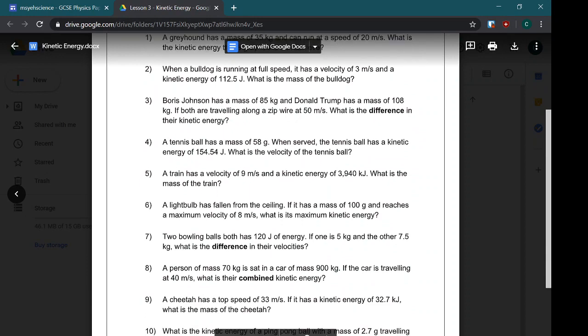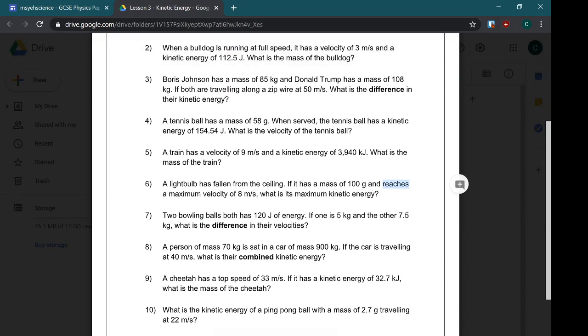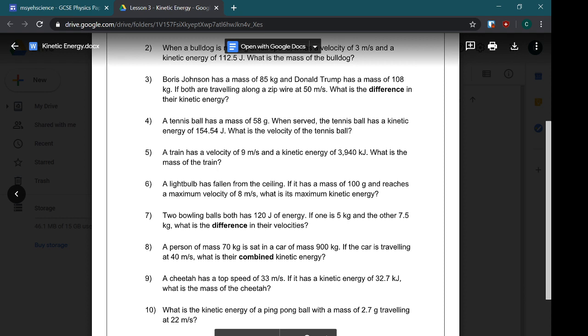On the question sheet, I've put some challenges in there. 3, 7, and 8 are challenges because you have to do the equation twice. Like for example, Boris Johnson has a mass of 85 kilograms and Donald Trump has a mass of 108 kilograms. If both are traveling along a zip wire at 50 meters per second, what is the difference in their kinetic energy? So for a question like that, I want you to find the kinetic energy of Boris, find the kinetic energy of Donald, and then subtract them to find the differences in their energy.